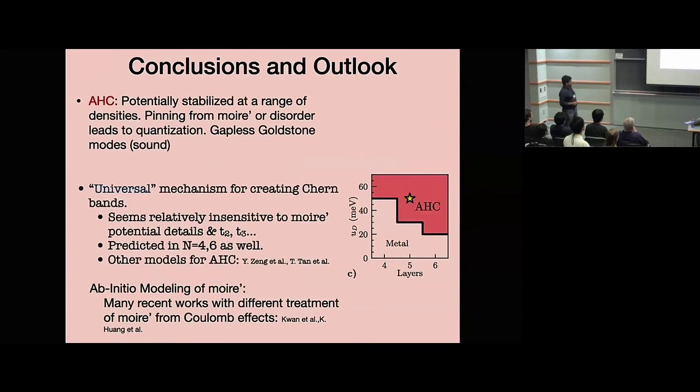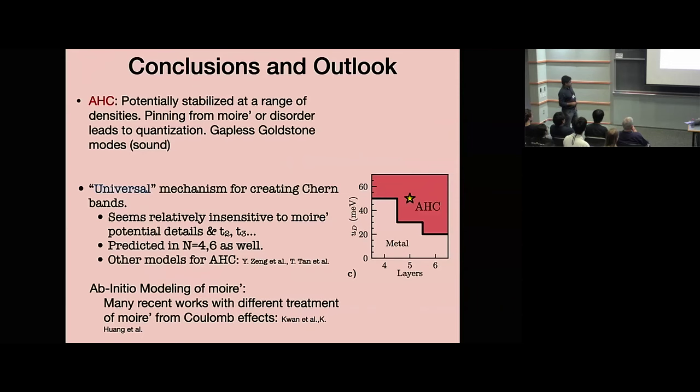So you can add various details to this model, T2, T3, and so on. You can look at different numbers of layers. It very robustly ends up giving you these Chern insulators if the density and this displacement field are tuned into the right regime. And there have also been other very interesting models for the anomalous Hall crystal. Maybe we'll hear about them in this talk.